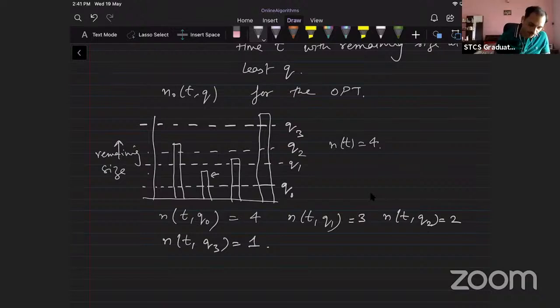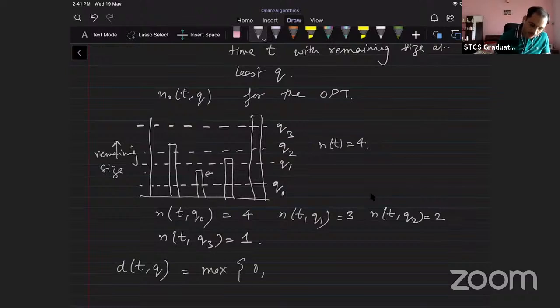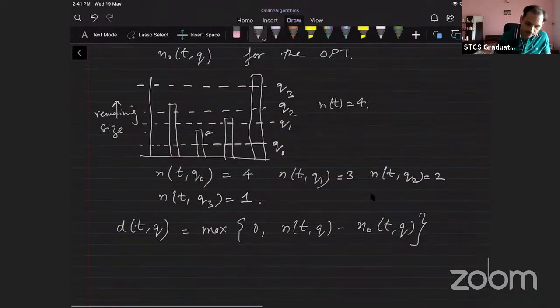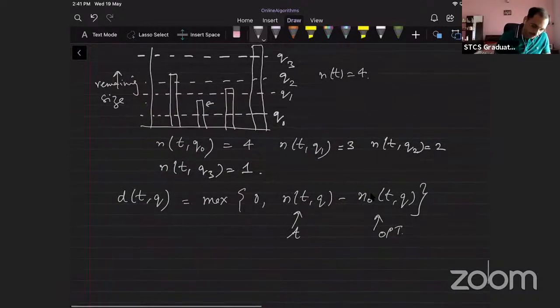Now using this quantity, we're going to define a function d of t comma q, which is, for each q, max of n of t comma q minus n0 of t comma q. So this is the difference between the algorithm and the OPT, with the max just to make sure that it never goes negative. This is for the algorithm and this is for the OPT. So you can think of it as the amount of work left with the algorithm and the amount of work left with the OPT for each q.